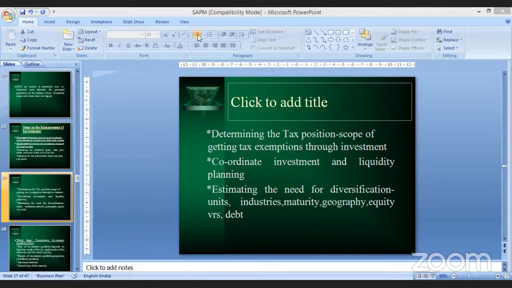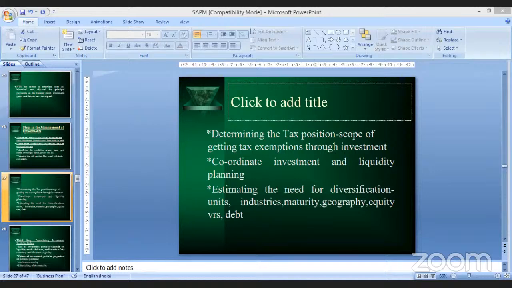Nanda Babu is asking about STT, Security Transaction Tax. Whenever you are trading your securities, you have to pay some transaction tax also. Are you getting my point? Yes, sir. So STT stands for Security Transaction Tax. Is it clear?